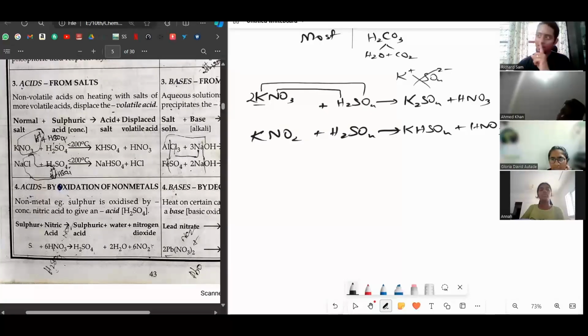If you want only one hydrogen to get displaced, you need to give a temperature less than 200 degrees Celsius. And if you give more than 200 degrees Celsius, then both the hydrogens will get displaced. Is that clear? You see the reaction in the book. What's the temperature? Less than 200 degrees Celsius. That is why you get only one of the hydrogens getting replaced with potassium.